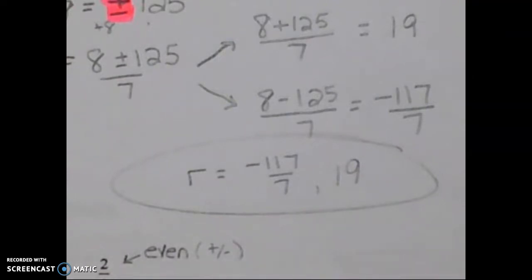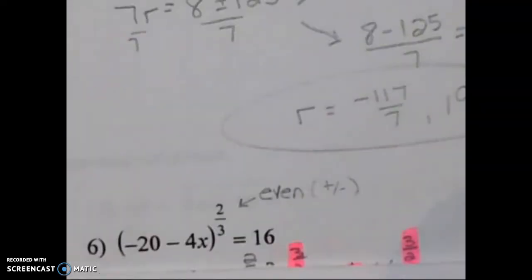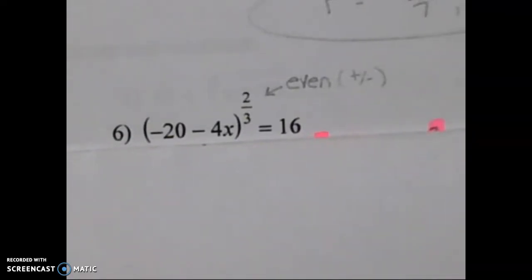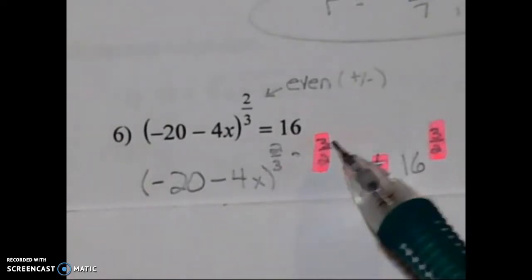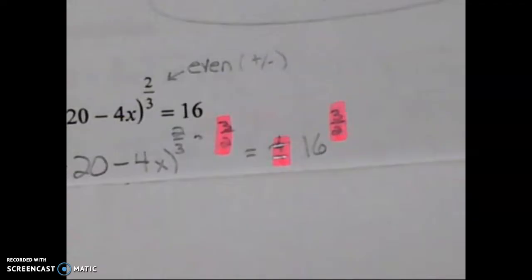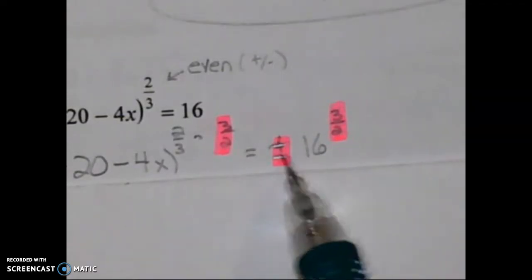I don't like number 5, so we're going to go right down here to number 6. There's another even numerator, which means you're going to have 2 answers. Don't forget your plus minus. We're not that guy. You're going to multiply by 3 over 2 in the exponents. Don't forget your plus minus here.